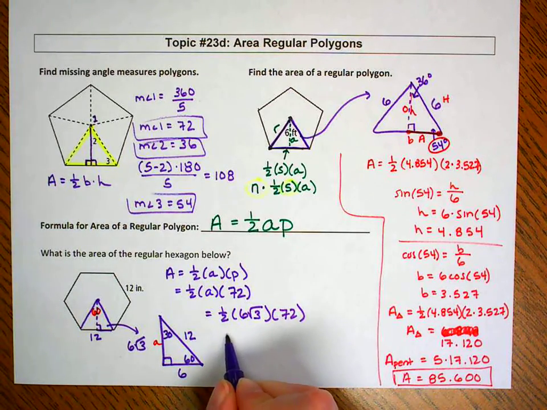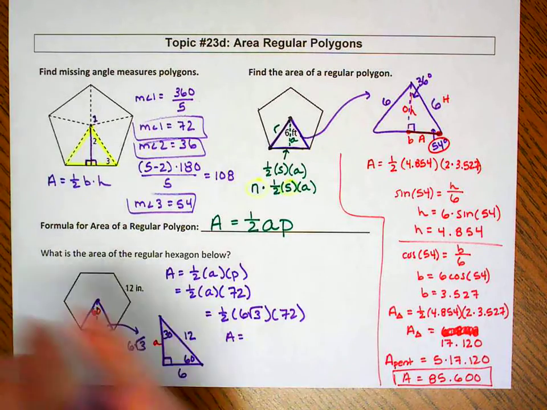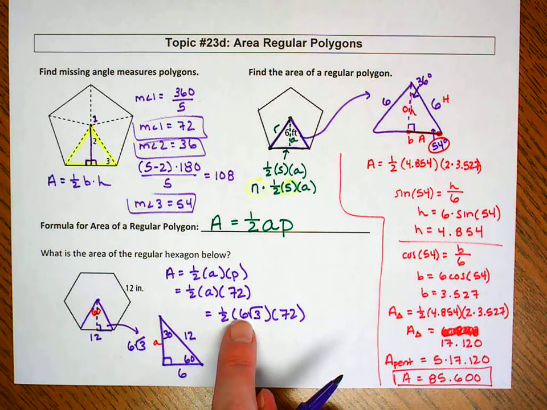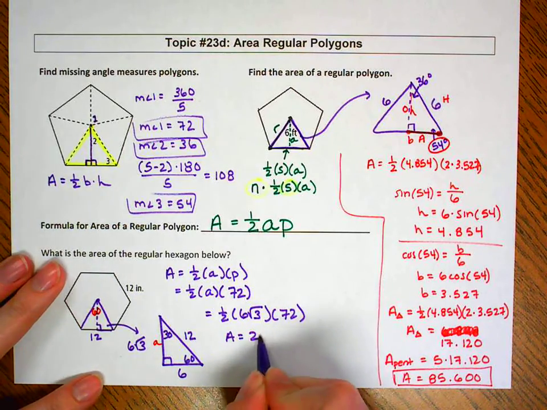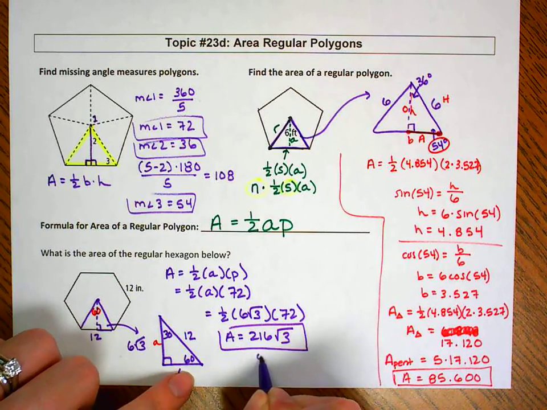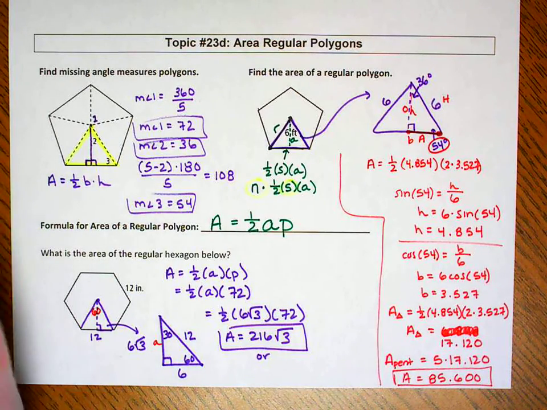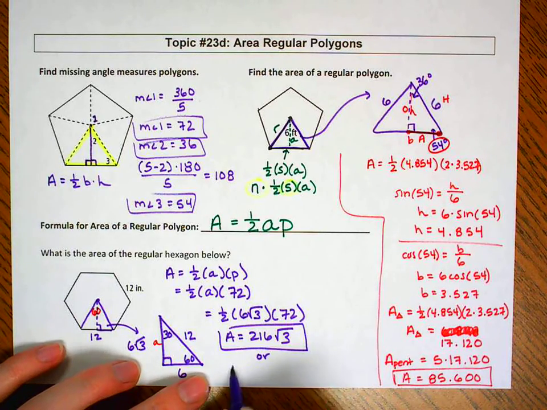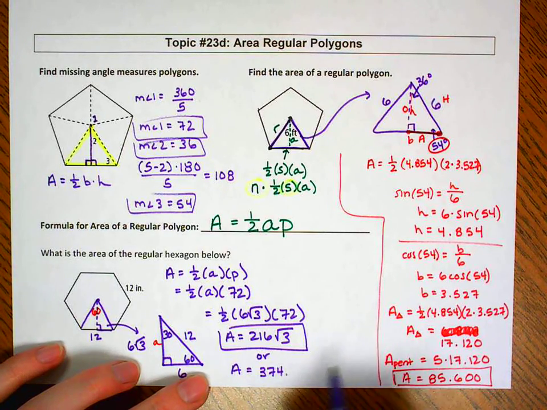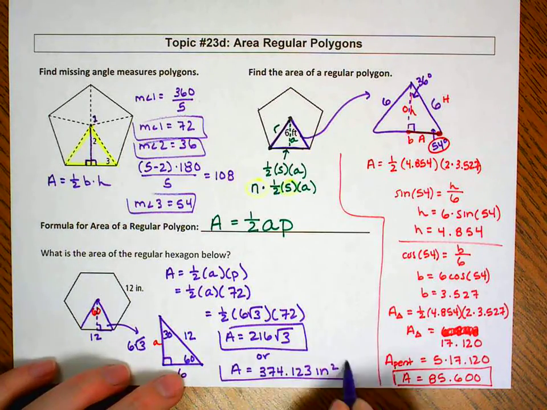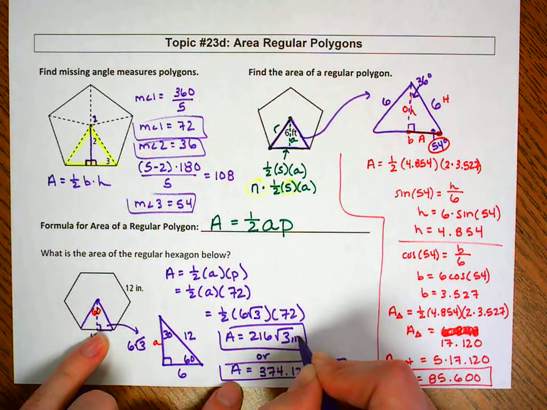Now, if I asked you to give me an exact value for area, I would do 1/2 times 6 root 3 times 72, and I'd get 216 root 3. That's an exact answer. However, most of the time I'll be okay with a decimal, so you could also do 216 times root 3, and you'll get a value of 374.123 inches squared. Now, I really should have put it in inches squared here, too.